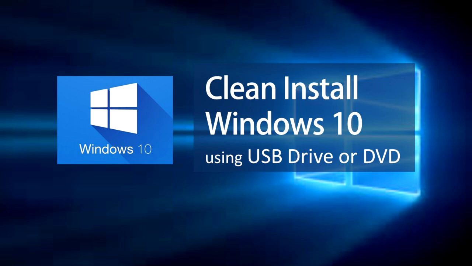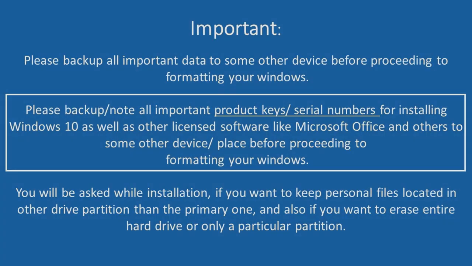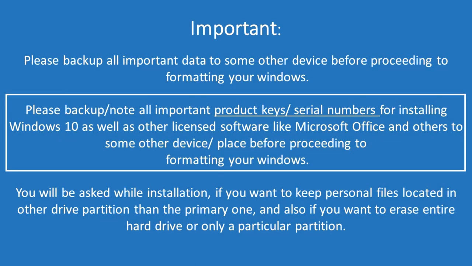Hello everyone, today we are going to install or reinstall Windows 10 using a USB drive or a DVD, that is our installation media. For this, you will need an installation media. It can be either in the form of USB or a DVD, an uninterrupted power supply because you don't want the computer to shut down while the installation is going on, and an internet connection if you want to activate or update during the installation.